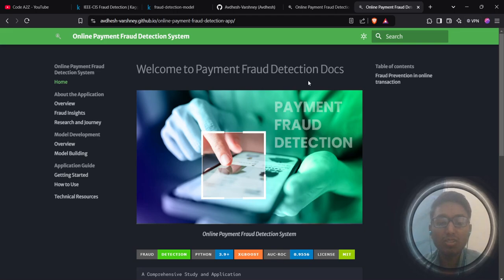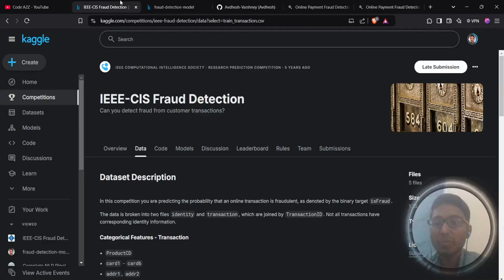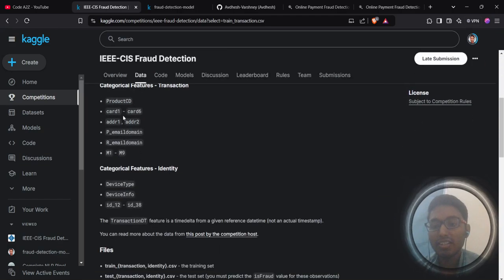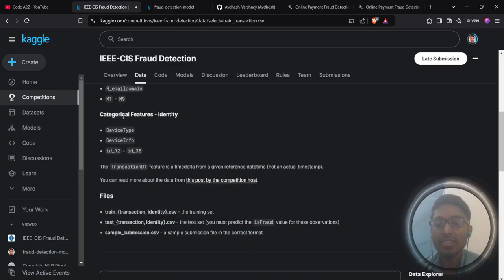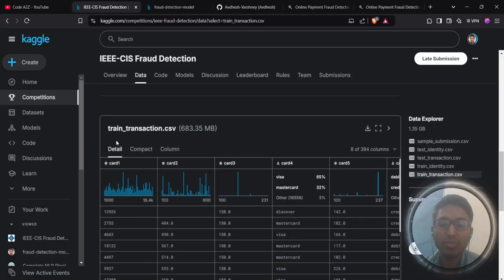Now, let me tell you about the tools and technologies I used for this project. First of all, I used the IEEE CIS fraud detection dataset. By the way, IEEE means Institute of Electrical and Electronics Engineers, and CIS means Consumer Identity Solutions. This dataset includes features like ProductCD, card1 to card6, addr1 and addr2, device type, device info, and a lot of other features.